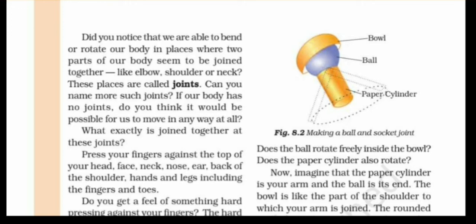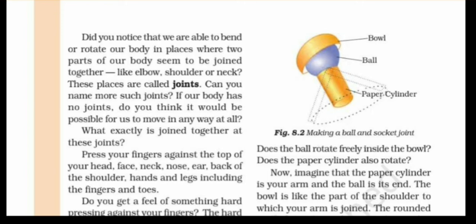How many bones are there? There are 206 bones in our body. And also cartilages. What are cartilages? Cartilages are the soft bones. They are not as hard as bones. They are located in some parts of our body. They are soft and can be bent also.